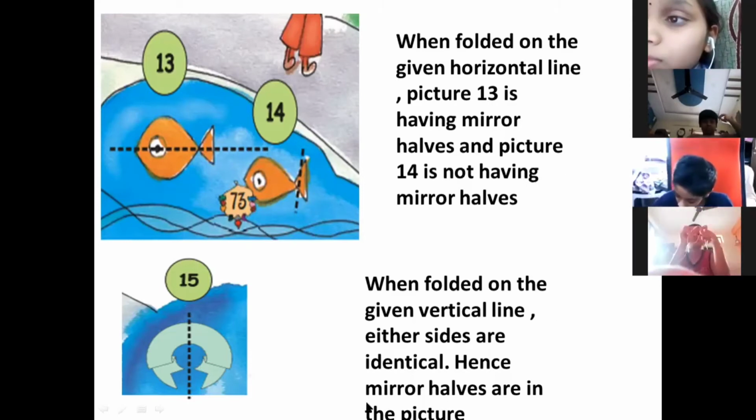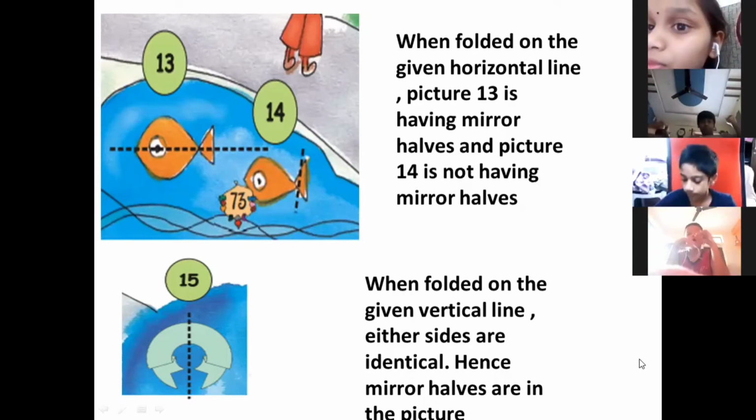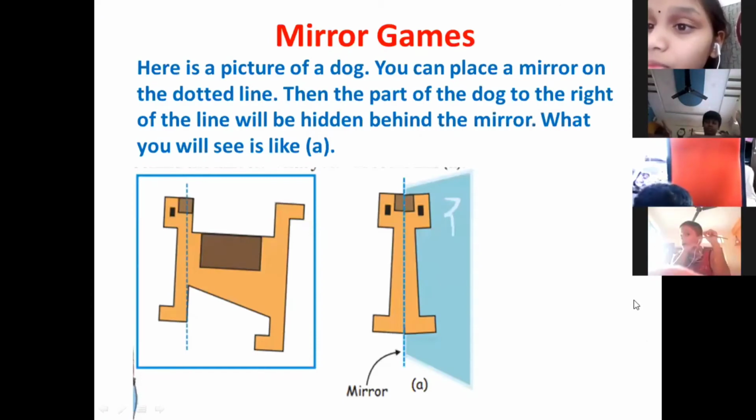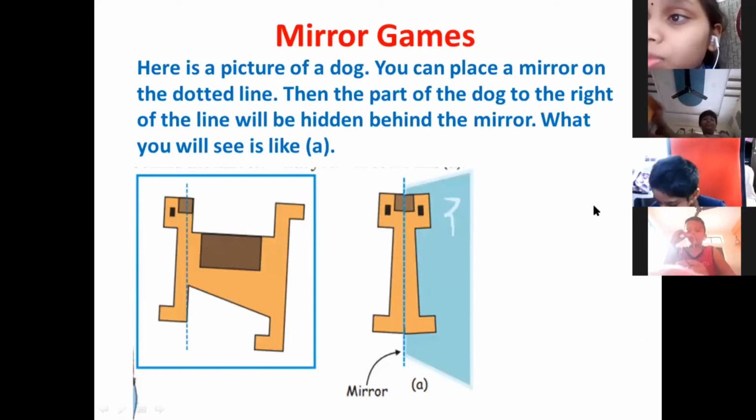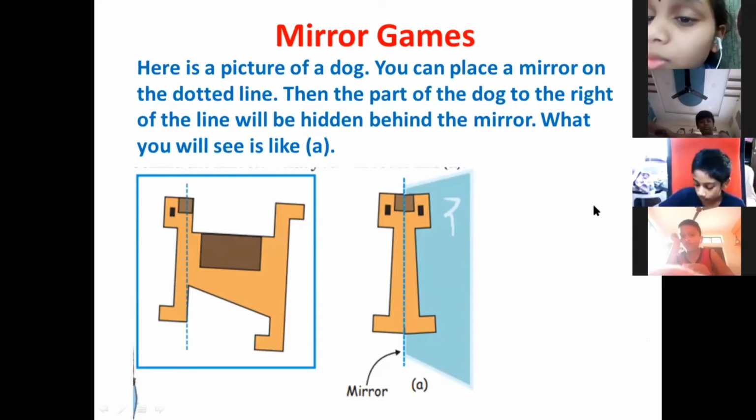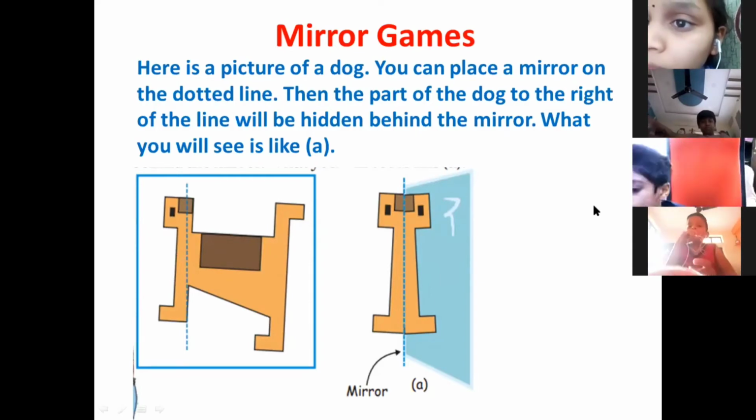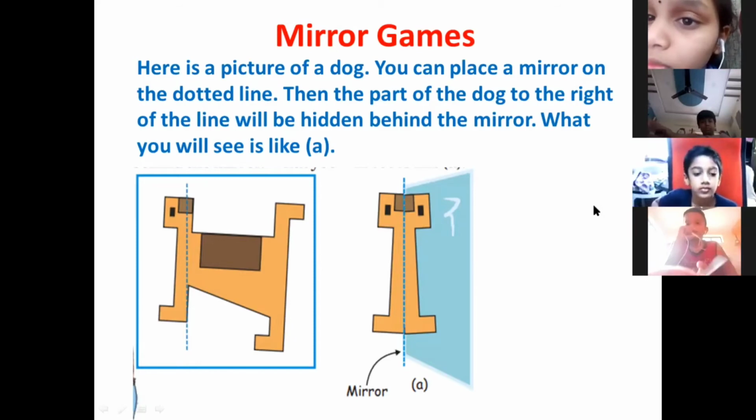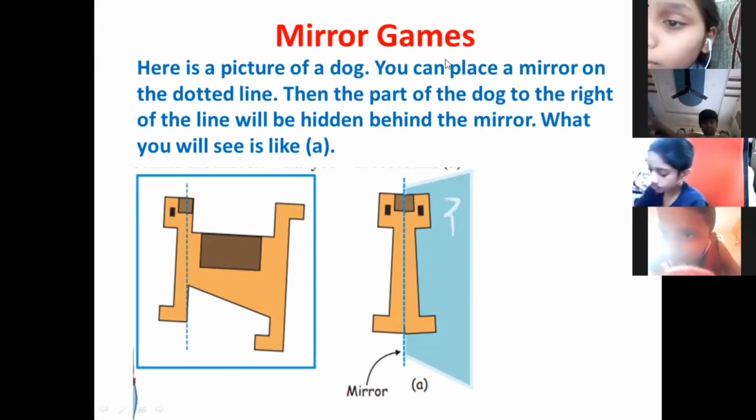Okay, very good. Now we are going to do an activity. In the mirror half, we know that if we keep a mirror to the half of the picture, we will get the next part. Here we have a picture of a dog. You can place a mirror on the dotted line. The dog to the right of the line will be hidden behind the mirror. What you will see is a picture like this.